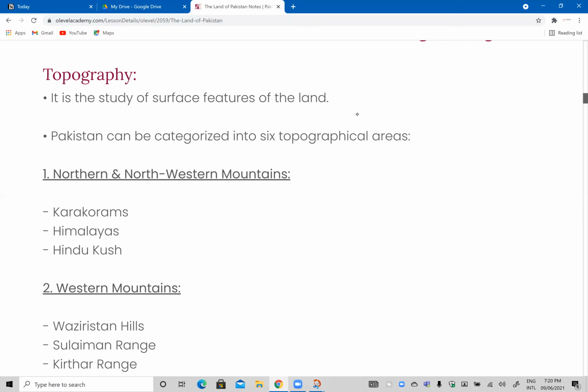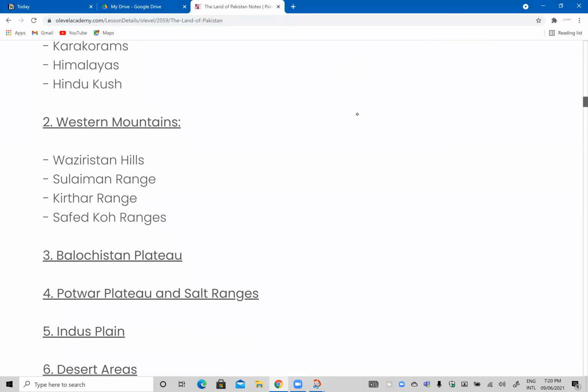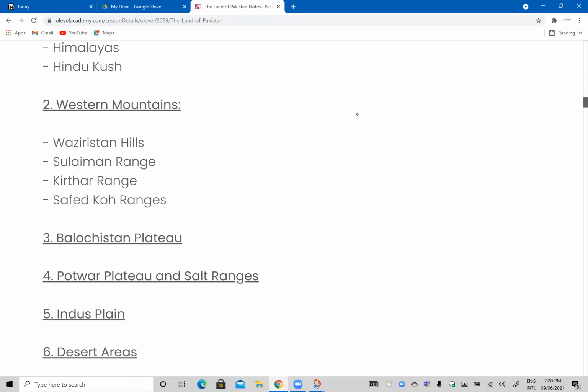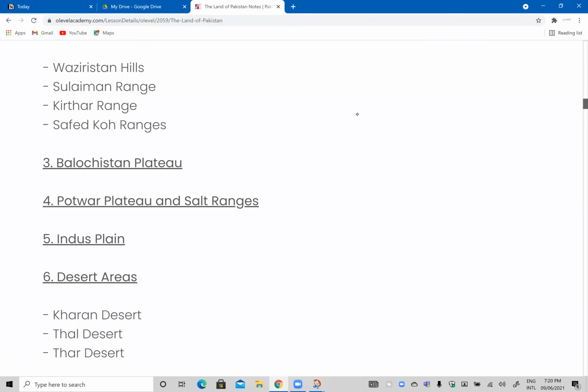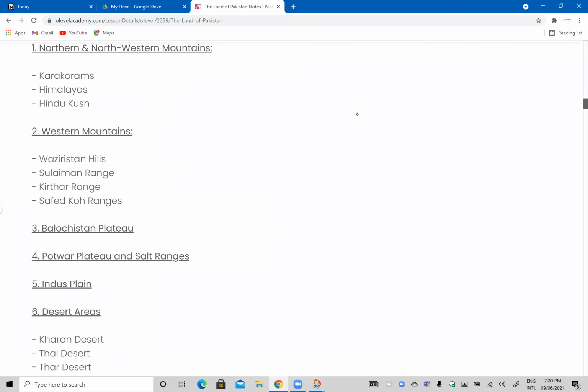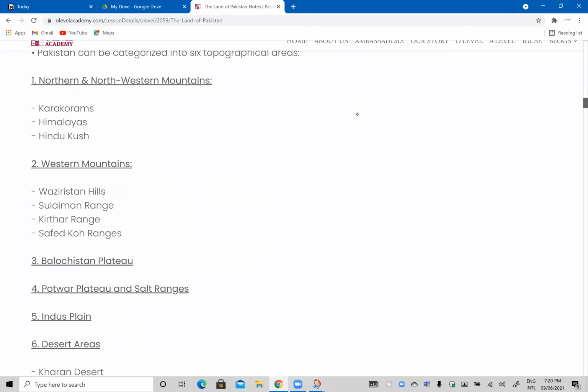If you look at the topographical features of Pakistan, first of all, you'll see mountains. We have northern and western mountains. Then there are plateaus, the Balochistan plateau, there are plains, and there are desert areas. This is exactly what the topic is all about. We're going to study these mountains in detail, these plateaus, the Potohar Plateau and the Balochistan Plateau, which are the two main important plateaus in Pakistan. We're going to study the plains, the Indus Plains, and the desert areas.